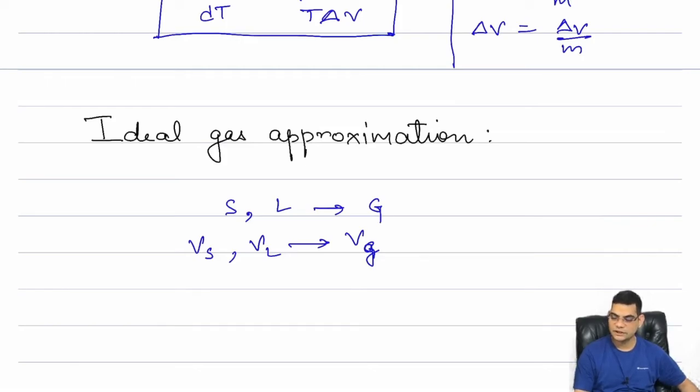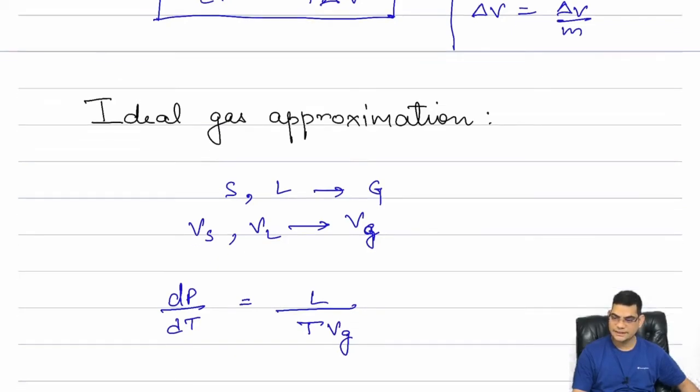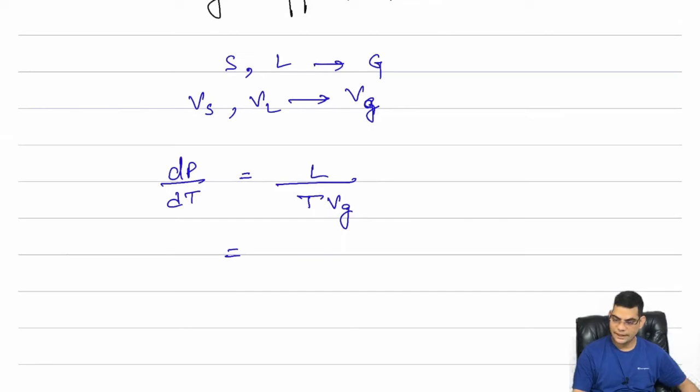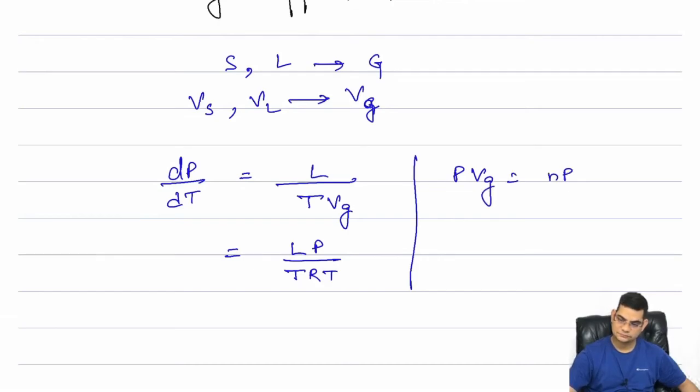Then this equation can be written as dP upon dT is equal to latent heat upon temperature into specific volume of the gas only. Now, this can also be written as L into pressure upon RT squared, because from the ideal gas equation we know that P into volume of the gas is equal to nRT. So, volume of the gas is equal to nRT by P.